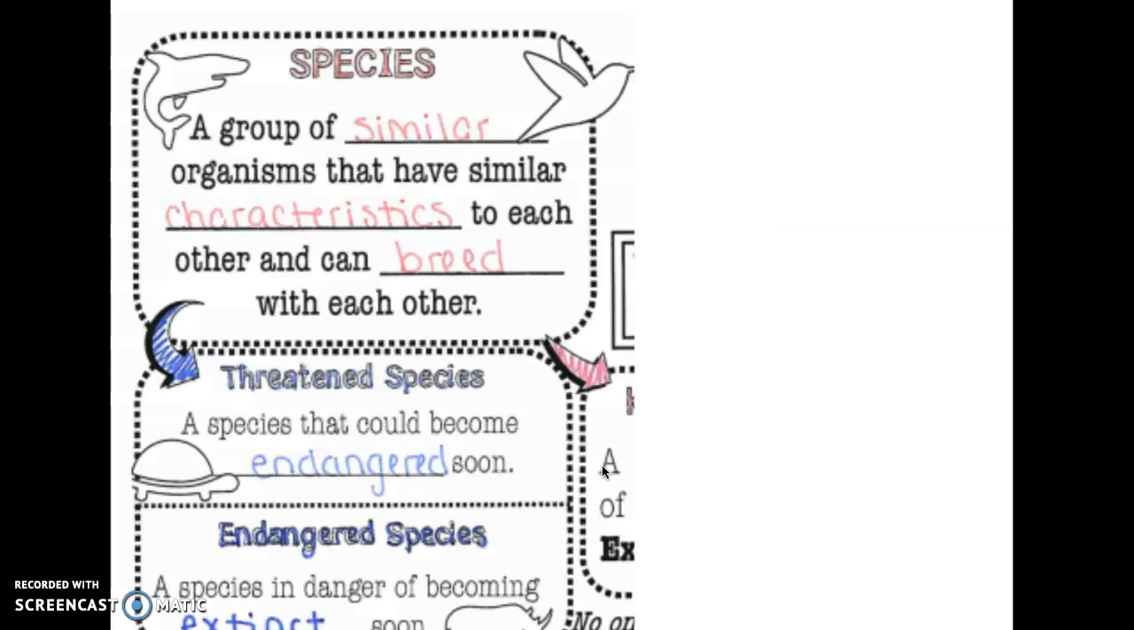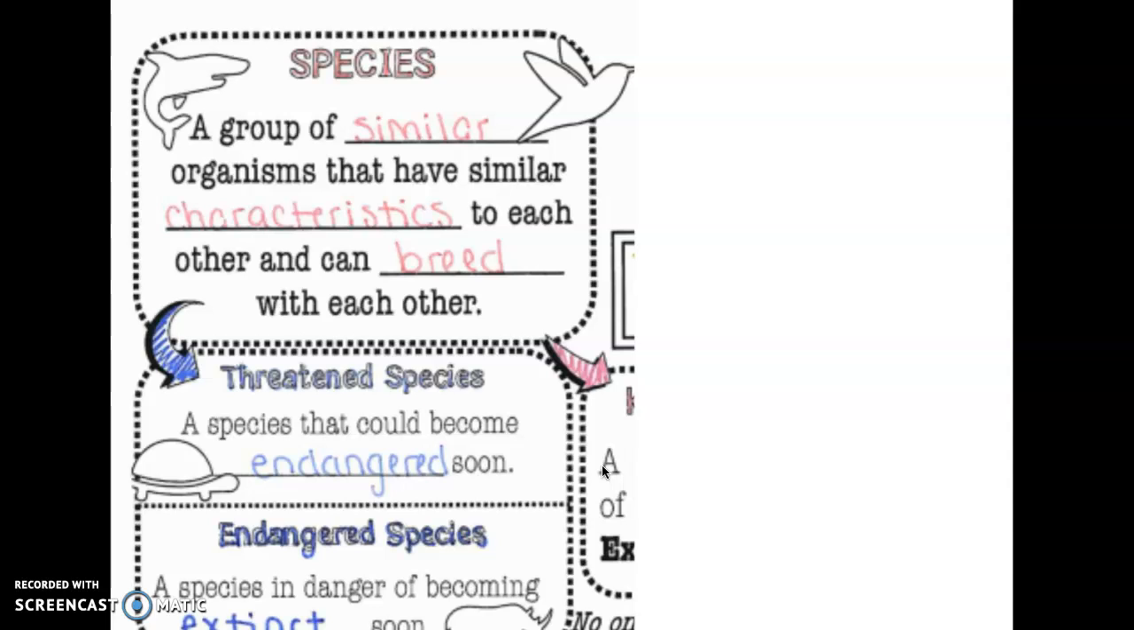When we talk about biodiversity, we use the word species a lot. A species is a group of similar organisms that have similar characteristics to each other and can breed with each other. Usually we have a scientific species name, like humans are Homo sapiens, so we use the genus and the species name. Yeast is Saccharomyces cerevisiae. Saccharomyces is the genus name, the species name is cerevisiae. Cerevisiae is the actual species.